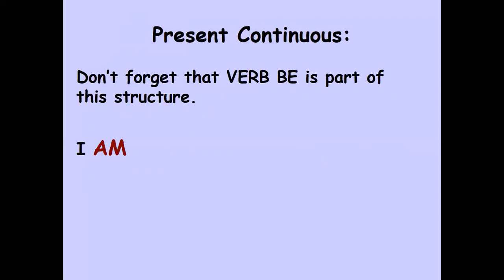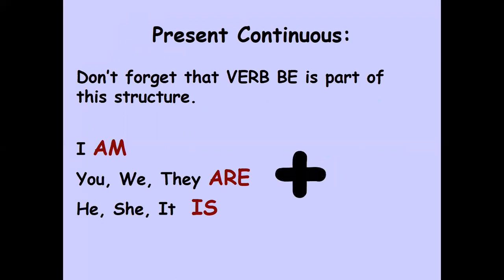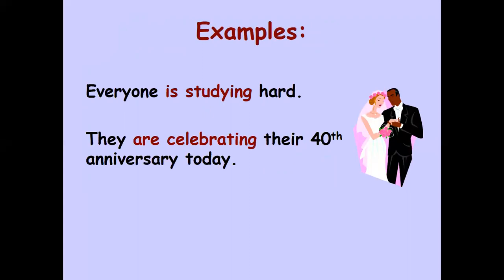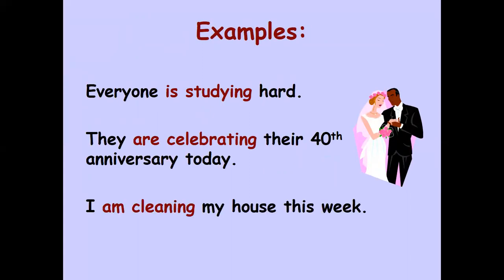Okay, the present continuous includes the subject, the verb to be, and the ing. Don't forget the verb to be, because some students say, I going. No, I am going. Don't forget to include this one. For example, everyone is studying hard. They are celebrating their 40th anniversary today. I am cleaning my house this week.